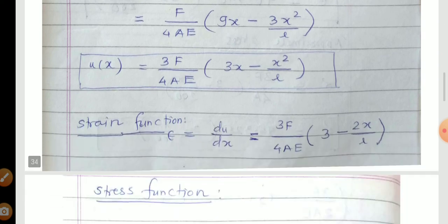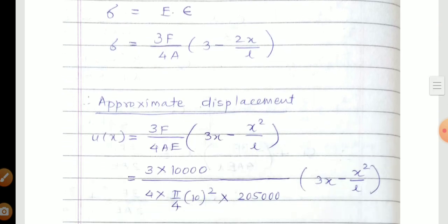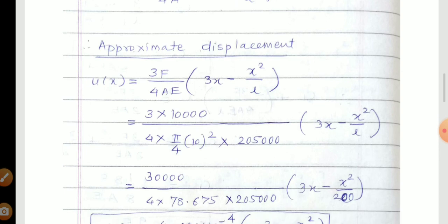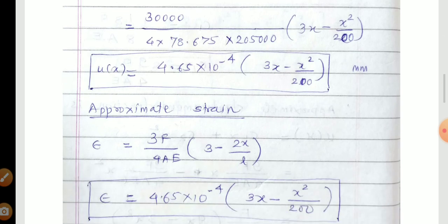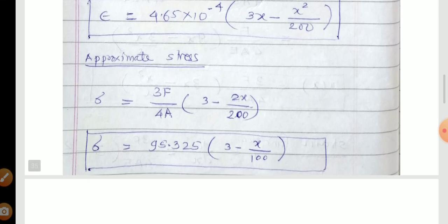Now you have to find the strain function. Differentiating the above equation with respect to x, you get the strain equation, and for the stress function you multiply it by the E value, Young's modulus, so you get the stress equation. Now the approximate displacements based on these equations you have to evaluate by making use of load F, A value and E value. So Ux is like this in millimeter, the approximate strain is like this, and the approximate stress is 95.325 into (3 minus x by 100).